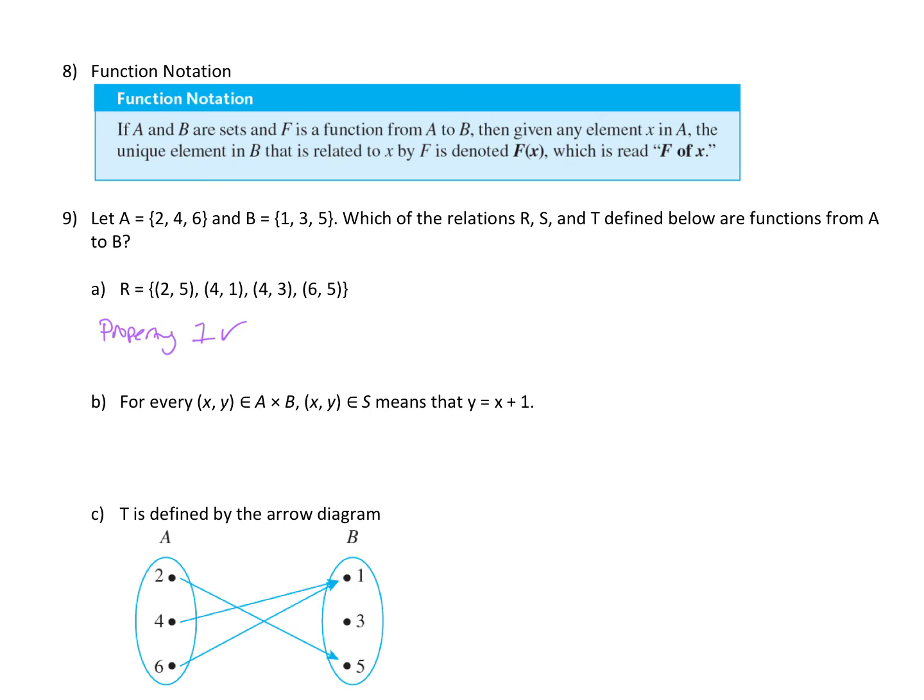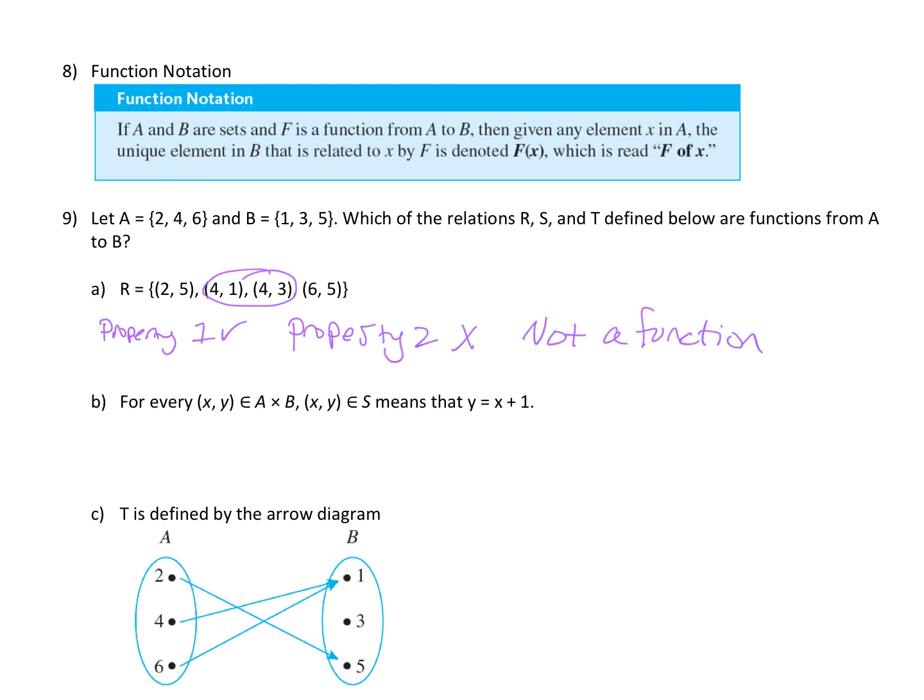And then property 2 said that any two distinct points cannot have the same x coordinate. We have a 4 here and a 4 here: (4, 1) and (4, 3). That makes this not a function, it fails property 2. You can't have the same x coordinate going to two different y coordinates. So those 2 points make us fail property 2, and this relation is not a function.